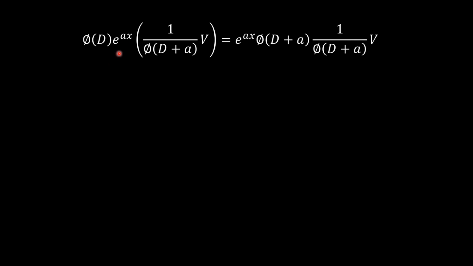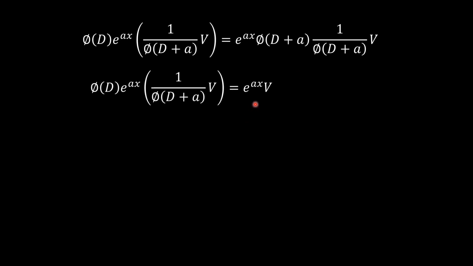phi of D of e raised to ax. See, we have replaced u by this term both on the left hand side as well as on the right hand side. Now, on the right hand side, this phi of D plus a term will get cancelled and we are left with e raised to ax into v on the right hand side. Left hand side will be as it is. Now, to get the yp, that is 1 upon phi of D of e raised to ax.